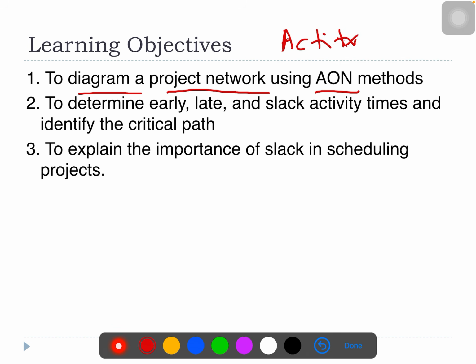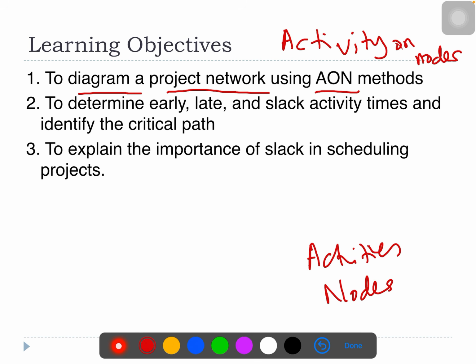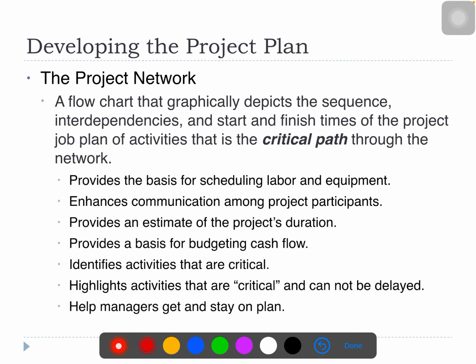Sorry, let me read nicely. Activity on nodes. Okay, so we have activities, we have nodes, and we try to connect activity with nodes. That's what it means. Secondly is to determine early, late, and slack activity times and identify the critical path. And thirdly is to explain the importance of slack in scheduling projects.